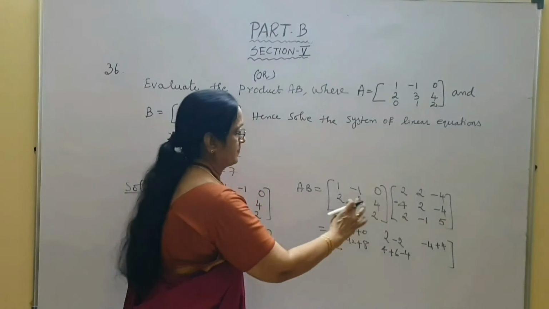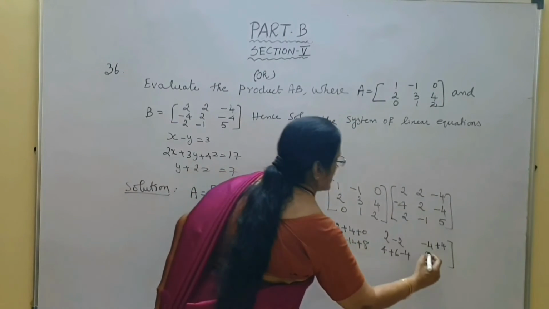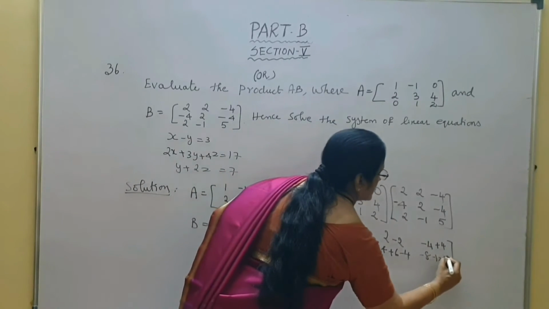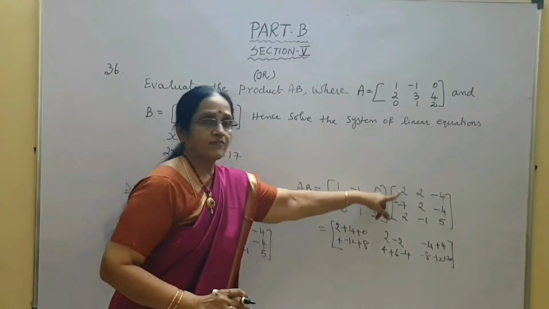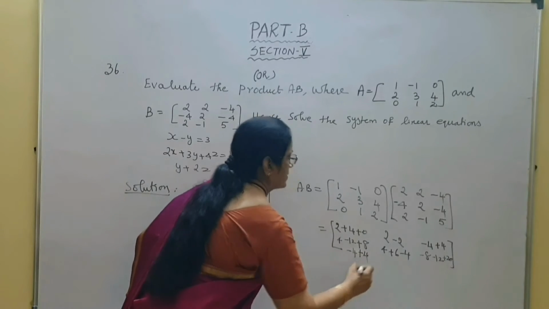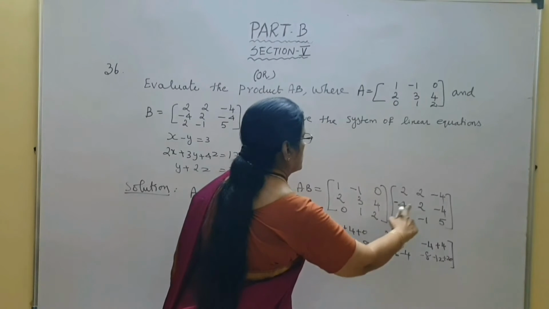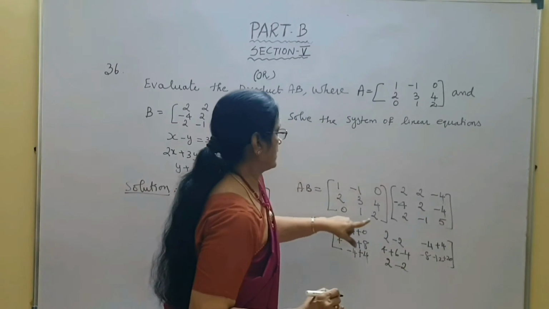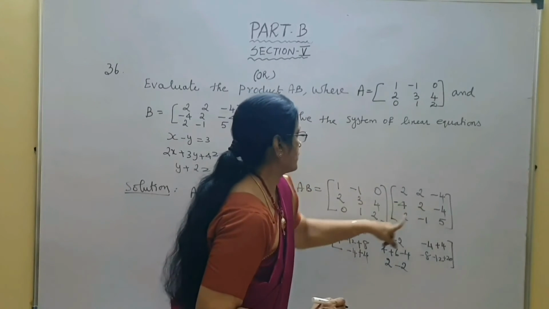Second row and third column, minus 8 minus 12 plus 20. Coming to third row and first column, so minus 4 plus 4. Then third row and second column, 2 minus 2. Now third row and third column, it will be minus 4 plus 10.